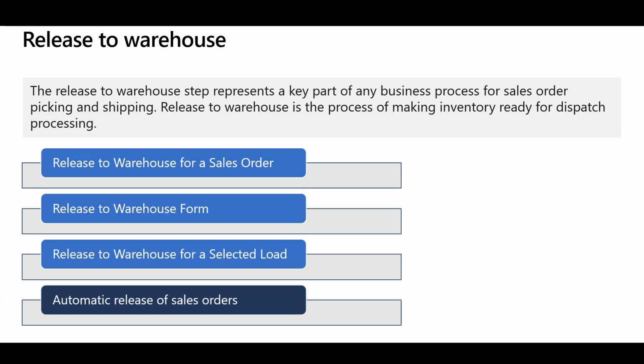You can also perform the release to warehouse step to release a specific load using the load planning workbench form. Typically, the load planning workbench form is used by a transportation coordinator to create a load that groups the shipments that will be delivered in the same truck. Last but not least, the release to warehouse process can be performed on a periodic basis based on a recurrence time frame using the automatic release of sales orders periodic function. Using this job, you can define selection criteria that determine the applicable sales order lines that should be released together.